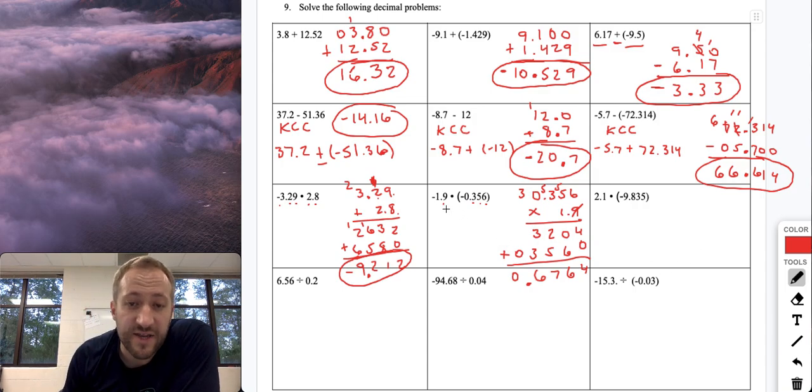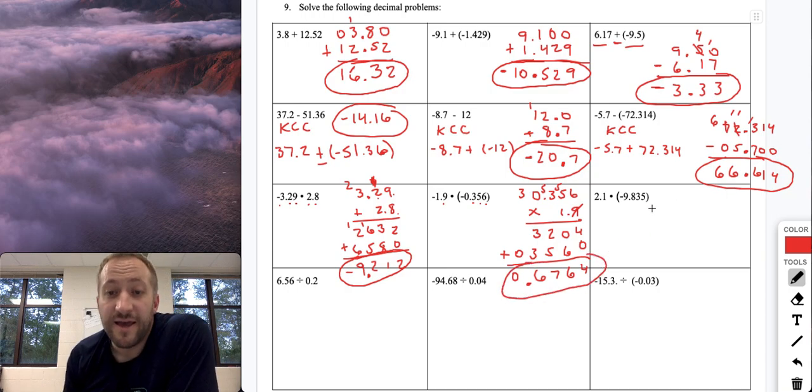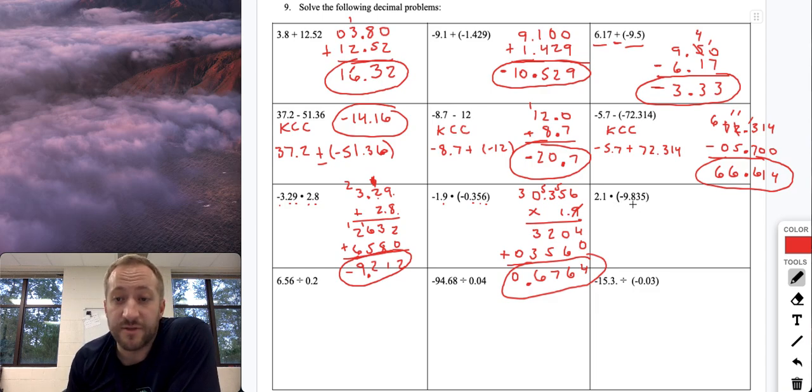And is it positive or negative? I have a negative times a negative. So that's going to give me that positive right there. Let's look at this one. Again, whatever has the most digits goes on top. It looks like that's this one right here.